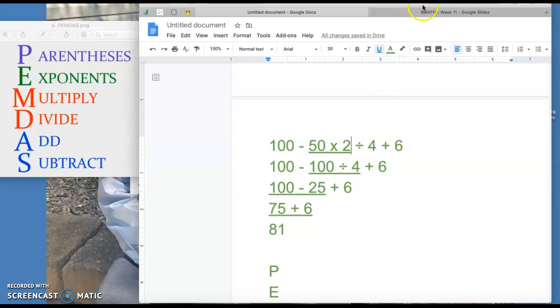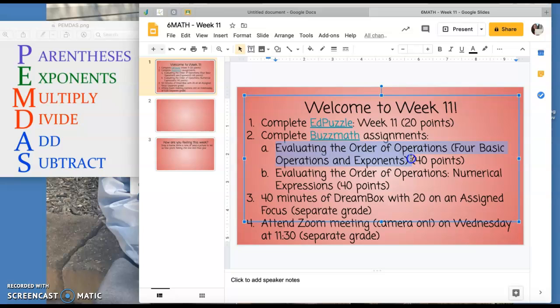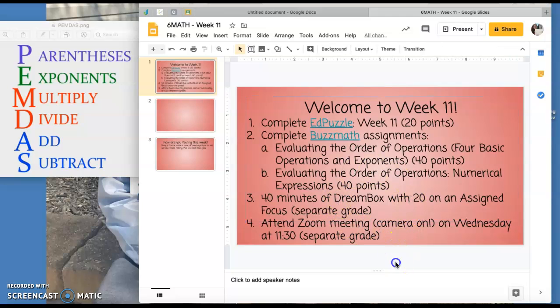All right. So this week you will be completing this Edpuzzle that you're currently doing right now. Make sure you watch 100% of this video if you want 20 full points. We want to make sure that you guys are actually watching these videos. So complete the Edpuzzle labeled week 11. Complete the 2 BuzzMath assignments. Evaluating the order of operations for basic operations and exponents is 40 points, and evaluating the order of operations in numerical expressions is also 40 points. Then you have a separate grade for Dreambox, same as every other week, 40 minutes with 20 on an assigned focus. And you have a separate grade for your Zoom meeting. You need your camera on, guys, on Wednesday at 11:30.